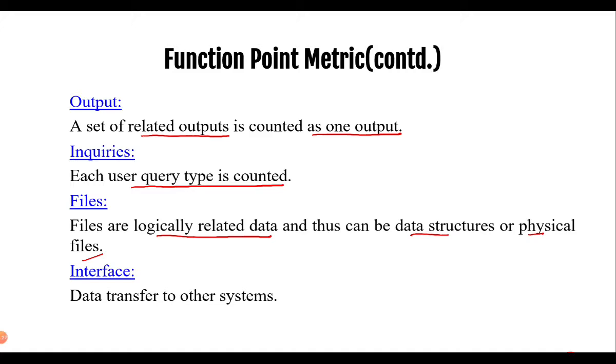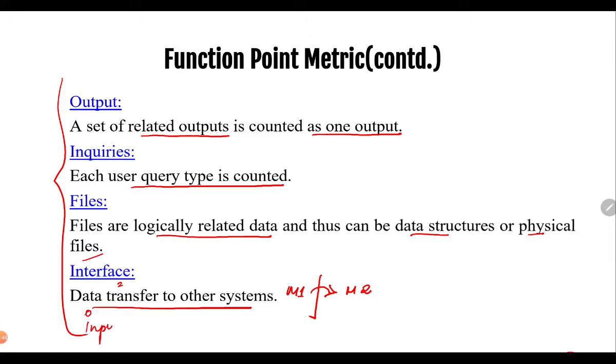The next one is the interface. Interface is data transfer to other systems, or the various boundaries from where module 1 control can be transferred to module 2. So these are the interfaces. These, along with the input, will be the 5 different parameters in your function point metric concept. And we always have to remember that in order to estimate the size, we have to include LOC plus this function point metric.